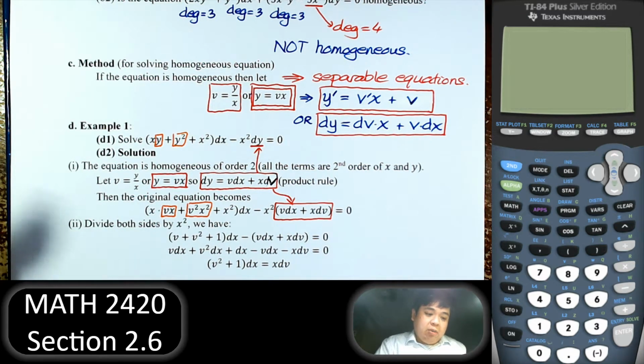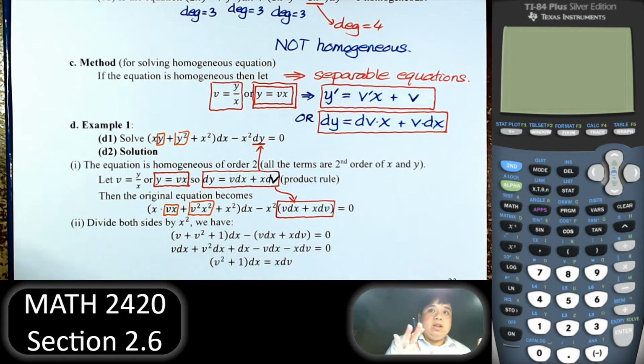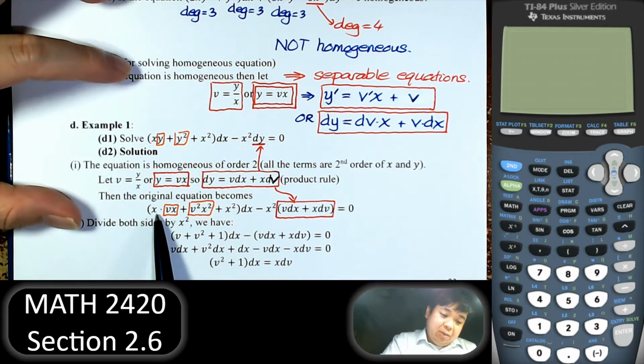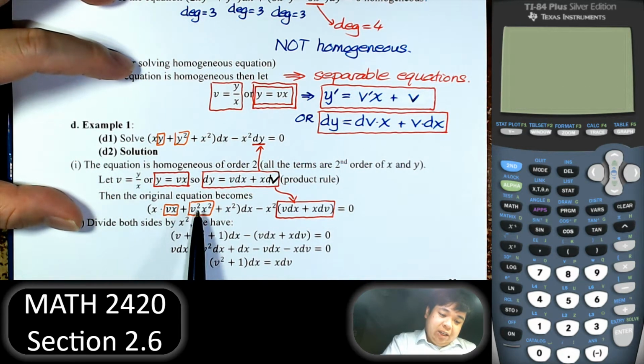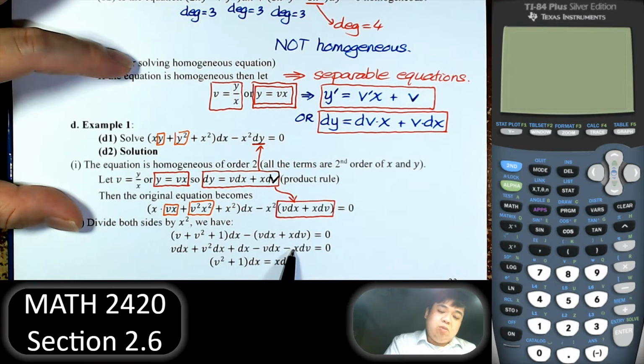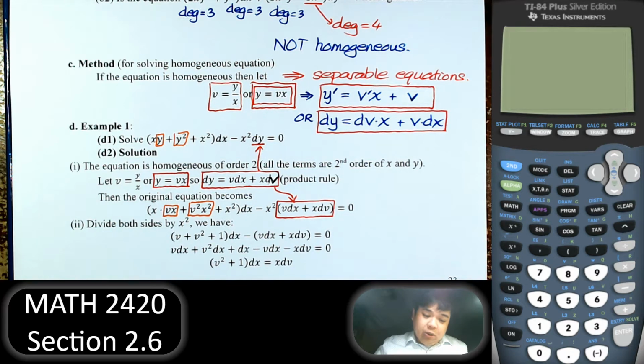When we simplify, we will divide both sides by x squared. When we do that, we have x squared here. This also x squared. This is x squared. This is x squared. So pretty much every single term has x squared in it. So we divide everything by x squared, and we have v squared plus 1 dx minus x squared cancel. We have this. Remove parentheses, turn to minus. And when we shuffle, there should be something to cancel.